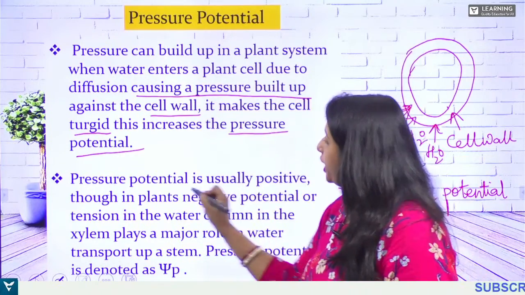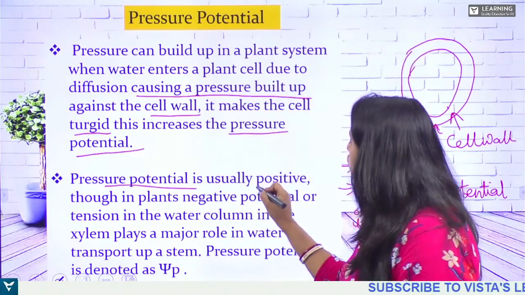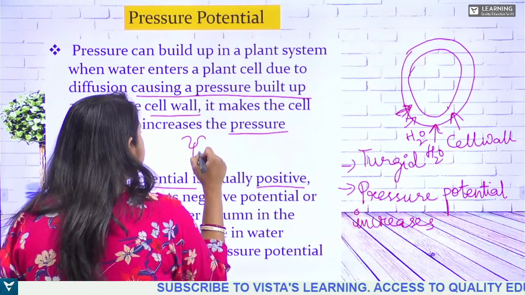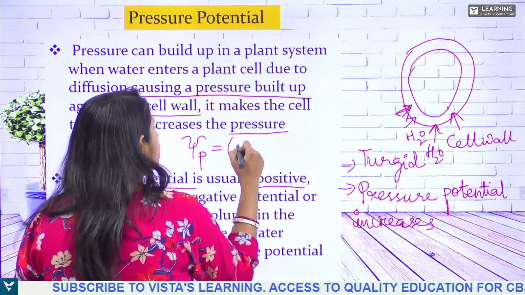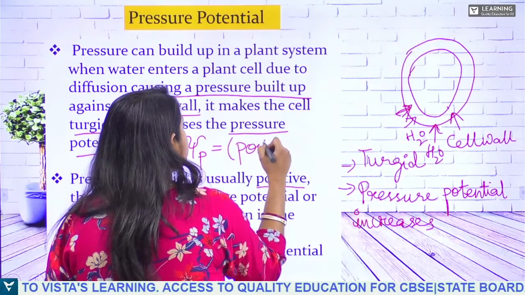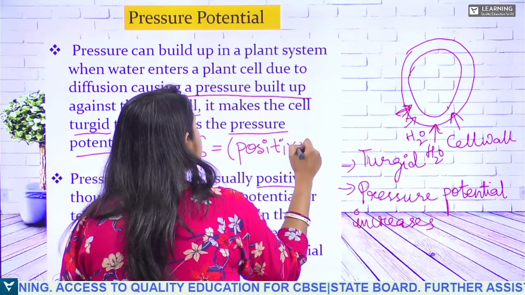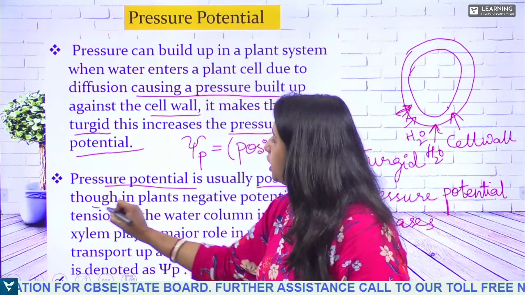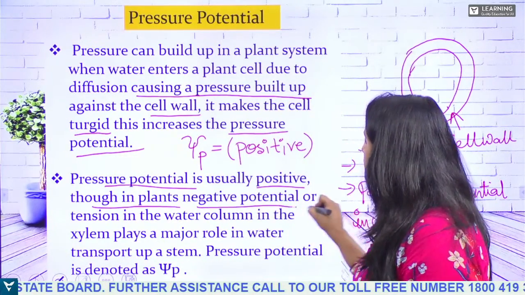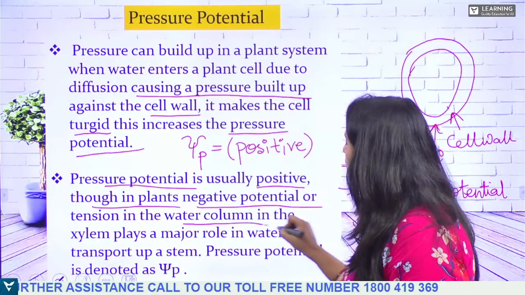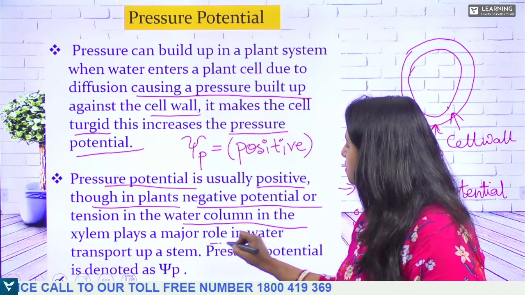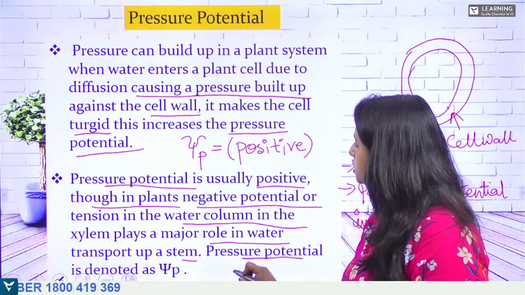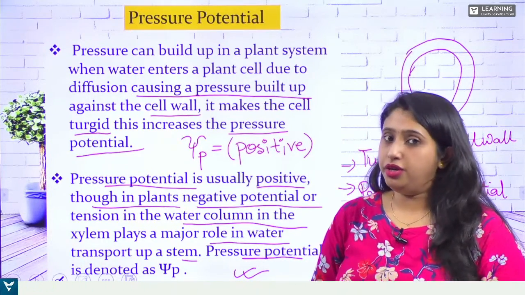Now next, pressure potential is usually positive. So pressure potential, the symbol is psi P, and it is positive, because it increases. In plants, negative potential or tension in the water column in the xylem plays a major role in water transport up the stem. Okay, pressure potential is denoted by psi P, right?